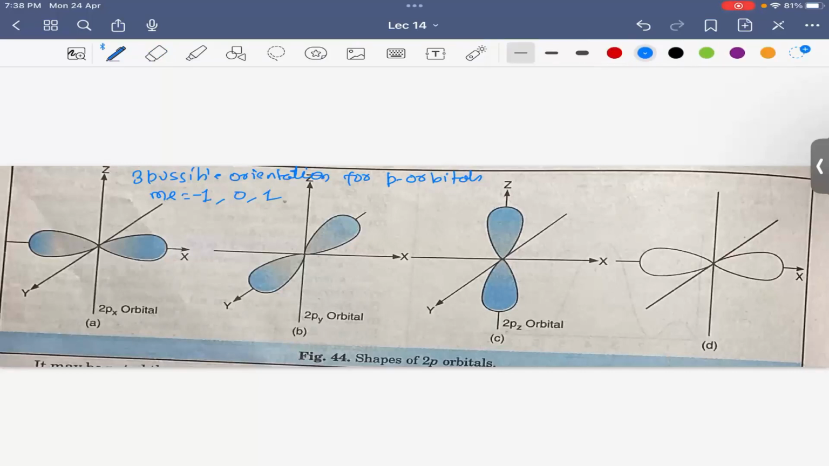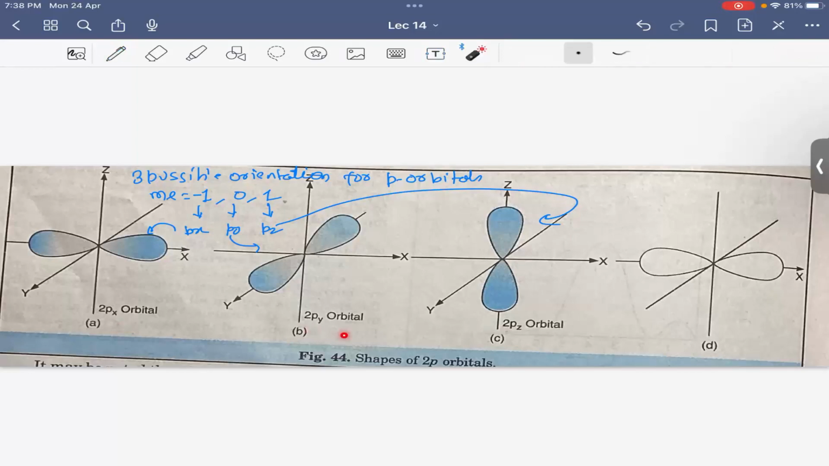This means that these are the three orbitals and three positions. So this is what we are calling px, this is py, and this is pz. And this is its representation, and this is its representation. So these three orbitals are equal in energy but differ in their orientation. Each orbital consists of two lobes symmetrically spaced about a particular axis. Depending upon the orientation of lobes, these are designated as 2px, 2py, 2pz.